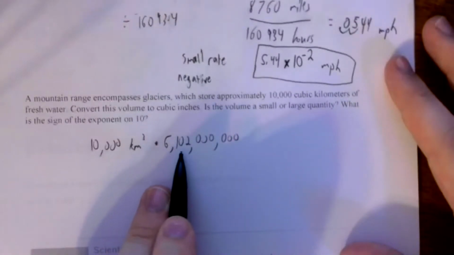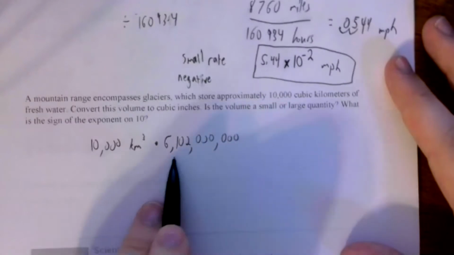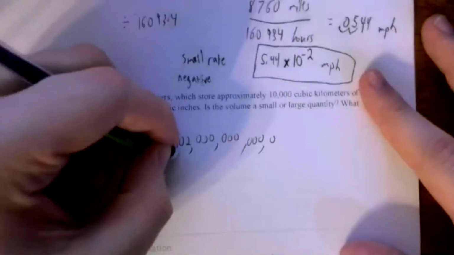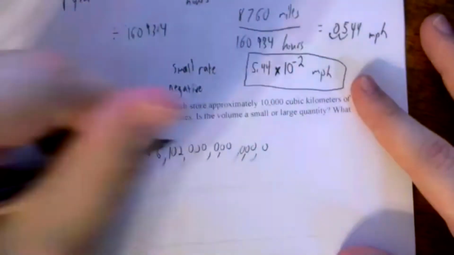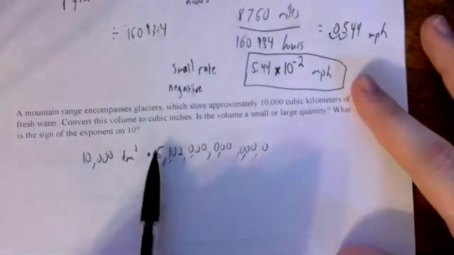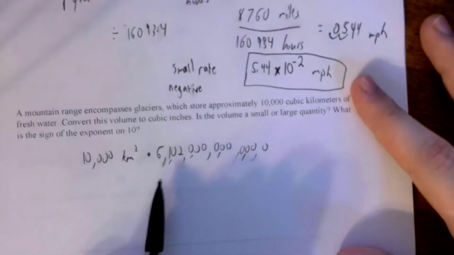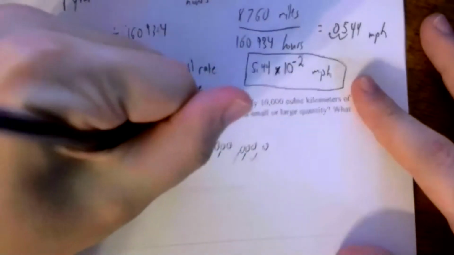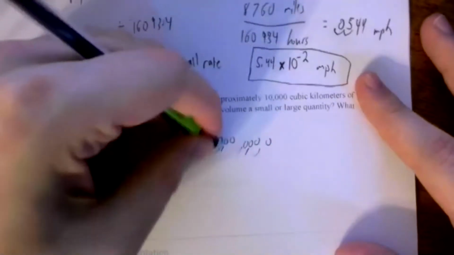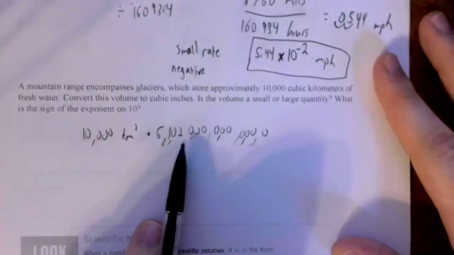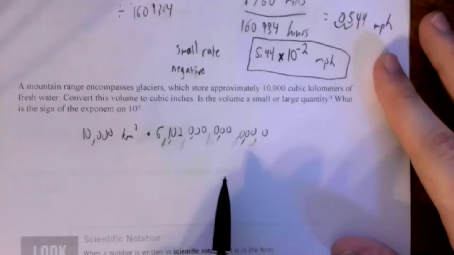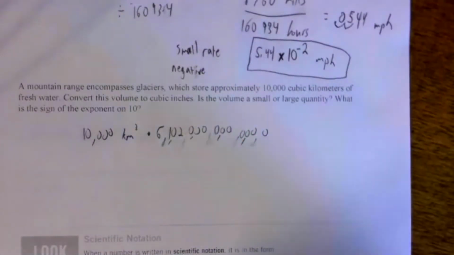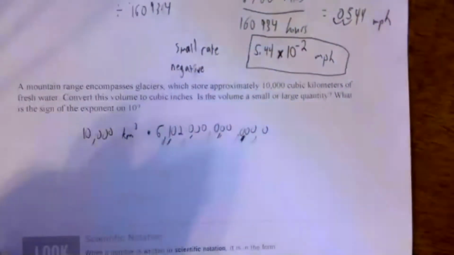Just want to make sure I wrote it down right. Okay, so my commas are a little bit off, but it should be 61 trillion, I believe. Yeah, 61 trillion, 20 billion. Okay, so we're dealing with a really large number here, right?